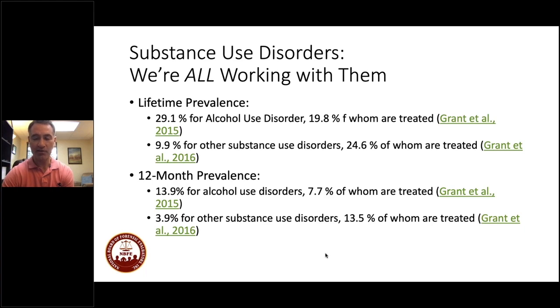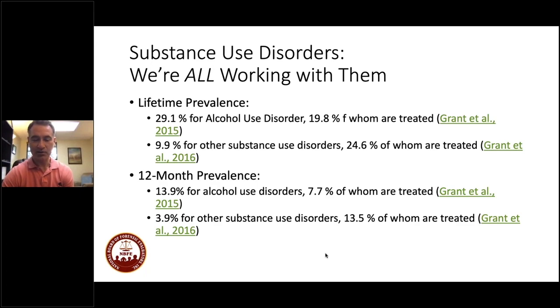Roughly 1 out of every 3 adult Americans will meet the diagnostic criteria for an alcohol use disorder at some point in their lives. What other disorder can you think of that 30% of the population will meet the criteria for at some point in their lives? This is a very common and very prevalent disorder. Only about 20% of those who meet that criteria will ever be treated for alcohol use disorder. So it is a very undertreated population.